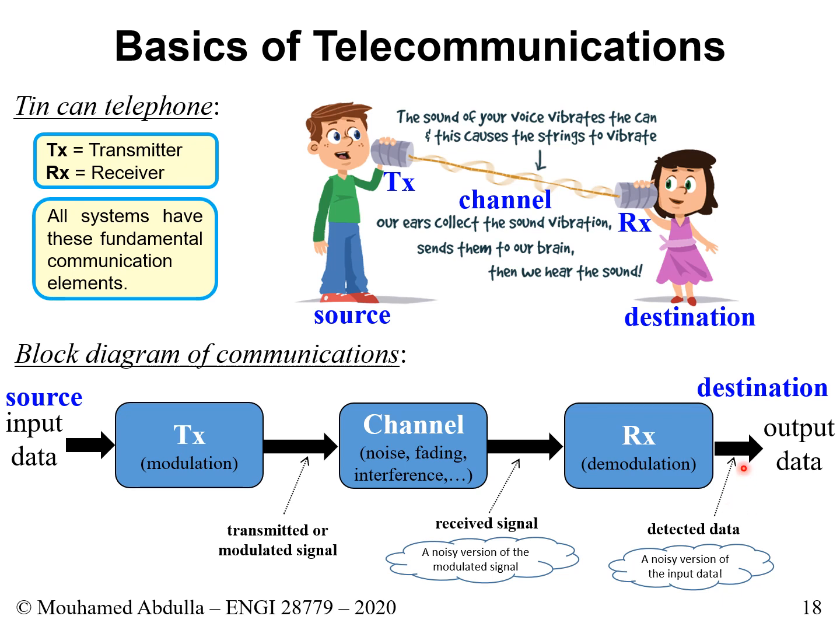What we get at the output is referred to as the detected data. So basically, this is the input data. This is the detected data, and it's a noisy version of the input data. So it's not quite this, but it's a noisy version of it. If you're sending a digital signal, you send a stream of zeros and ones. Here you will detect your zeros and ones, but not quite the same. Some of them will be in error.